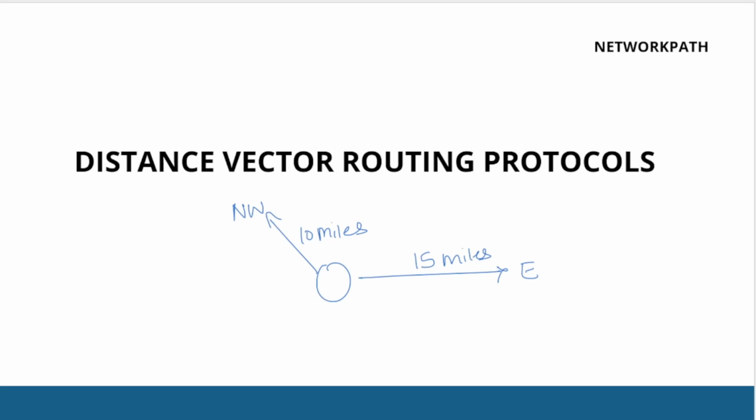Distance means the metric here, for example the number of hops. And direction means what is the next router, which interface do I have to route this packet through. Hope I'm clear. Now, here's an example. Let's say destination A is 5 hops away and you can get there through router X. Let me draw this.